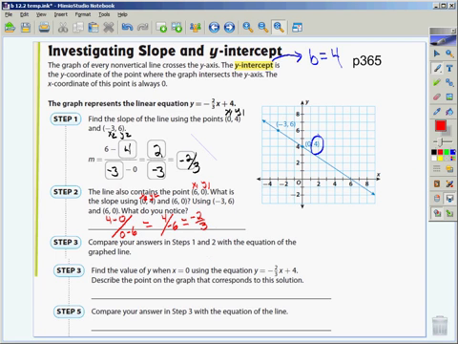Likewise, if I go to the next ordered pair and I do it, I'm just going to start here. This is y2, 0, minus y1, 6, over x2, which is 6, minus x1, which is a negative 3, so minus a negative 3. 0 minus 6, negative 6. 6 minus a negative 3, 9. And what does this simplify to? Negative 2 over 3.